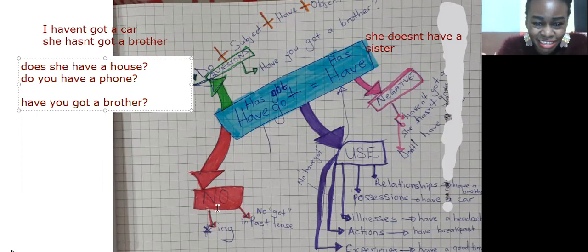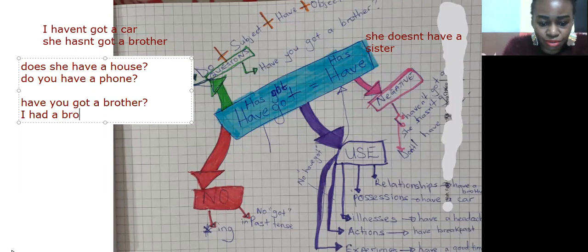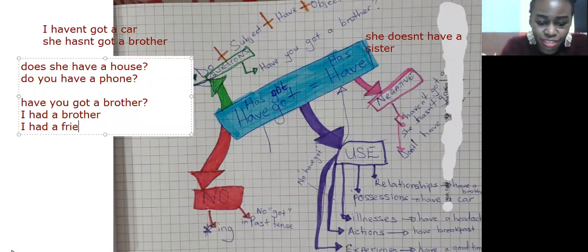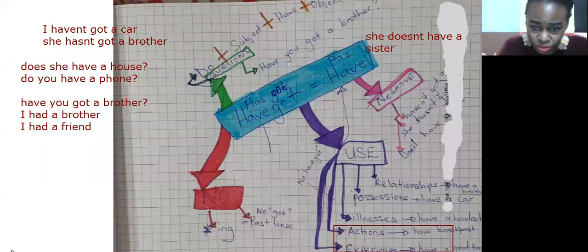And we don't use got in the past. So I had got a brother. No, I had a brother. We say I had a brother. Or I had a friend. I had a friend. Now I don't. So I had a friend, not I had got a friend. Don't make this mistake. Or ing. ing we can use with actions or experiences. These two, actions or experiences.